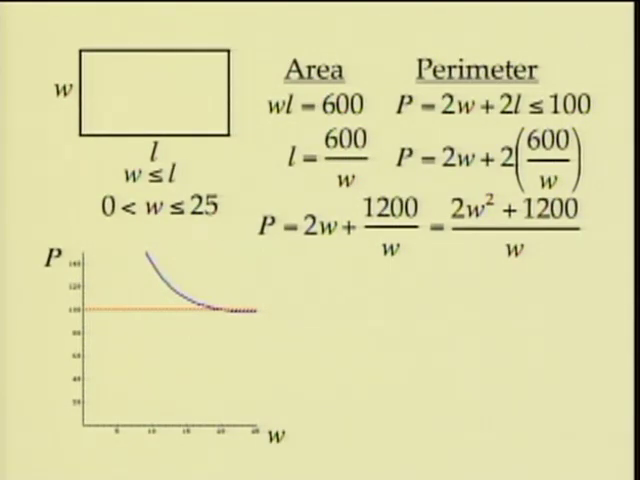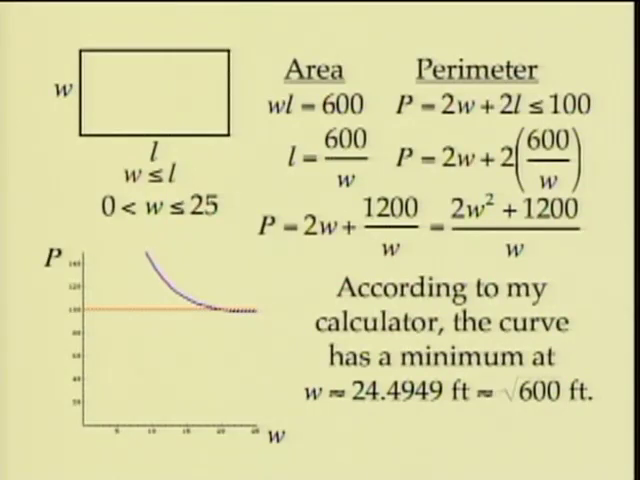But if I want the minimum, I use the functions on my calculator and find that to be about 24.5 feet, which turns out to be roughly the square root of 600. That's actually the exact answer if you use calculus, which means that the length would also be the square root of 600, and you end up with a square.